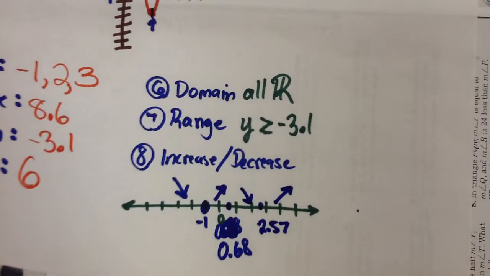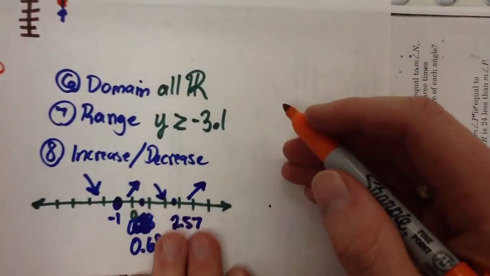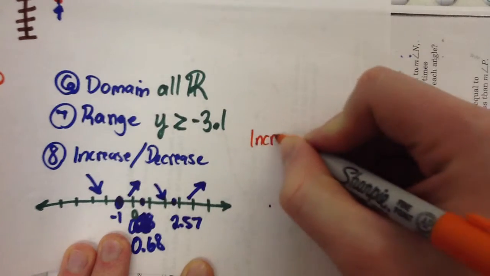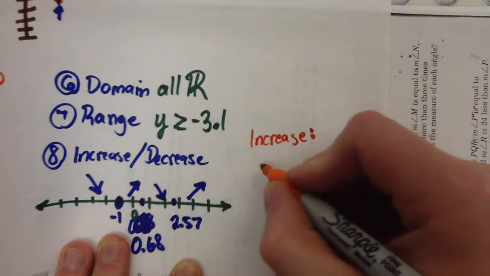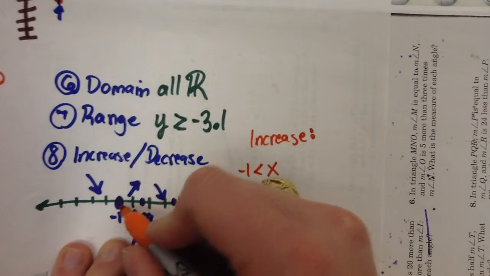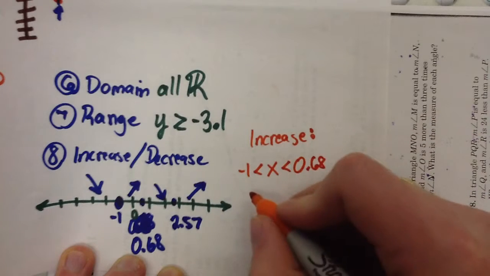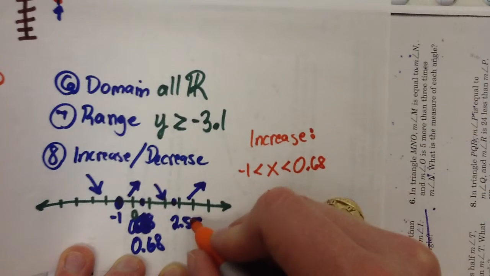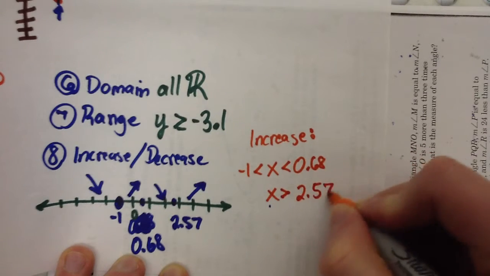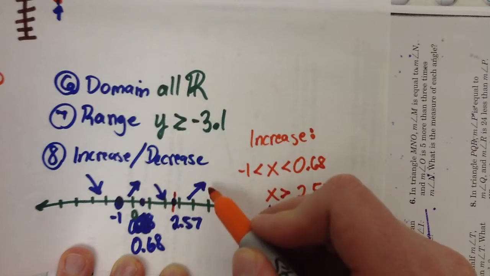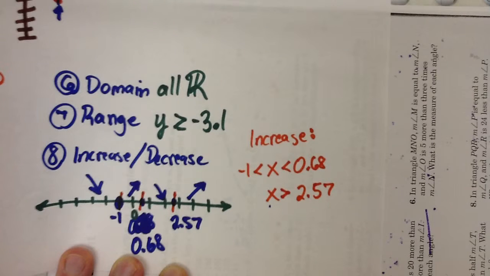Okay. So over here to the side, the way you're going to answer this, at least what I'm assuming will be on the SOL, at least to the best of my knowledge, where it's increasing would be x values that are between negative 1 and 0.68. It's also going to increase for anything that's greater than 2.57. So when x is bigger than 2.57, or if x is in this range back here, we're talking about something that's going to be increasing.